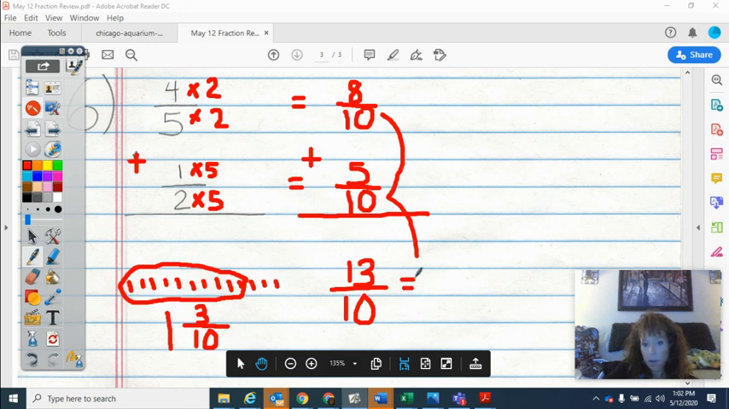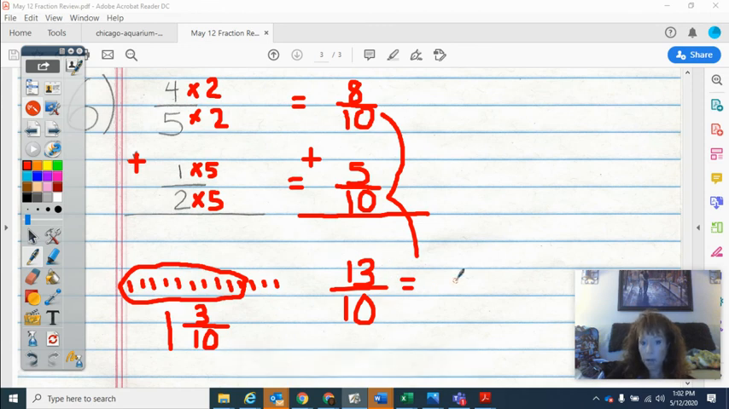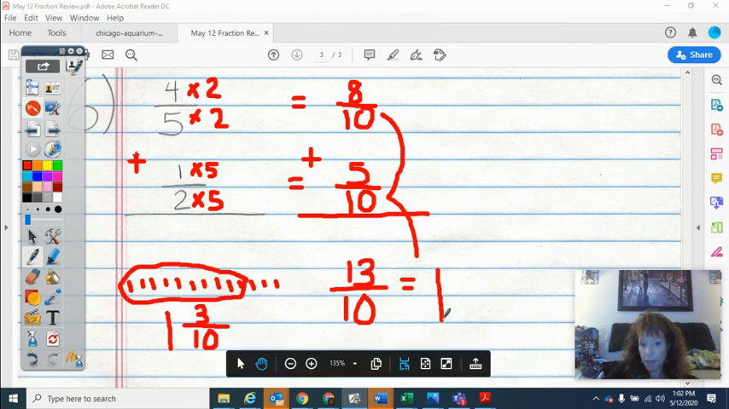So just remember that any time that we have an improper fraction where the numerator is bigger than the denominator, we can simplify that into a mixed number, a whole number and a fraction.